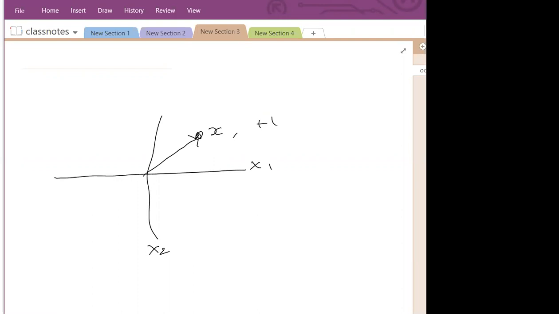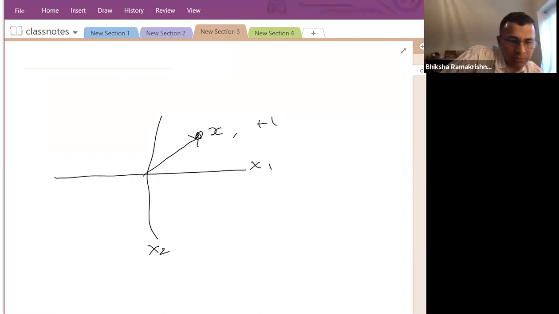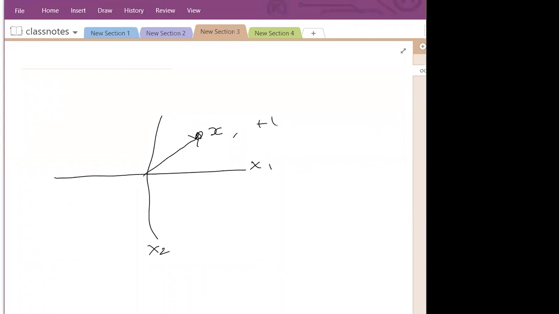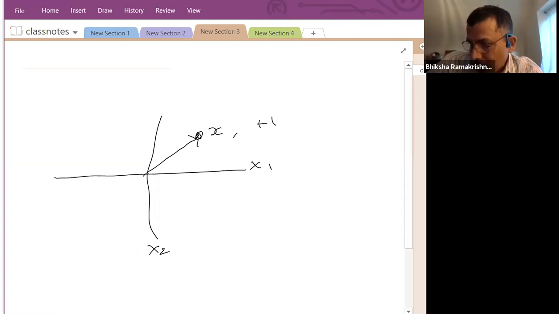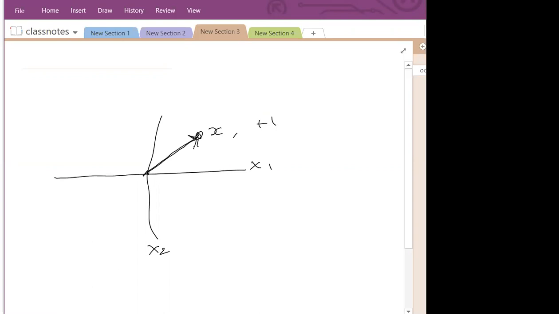X1 plus X2. Aditya, can you increase your volume? There is no X2, I mean, not X1 plus X2. I'm saying this vector X, where X1 and X2 are the axes. Anybody else?